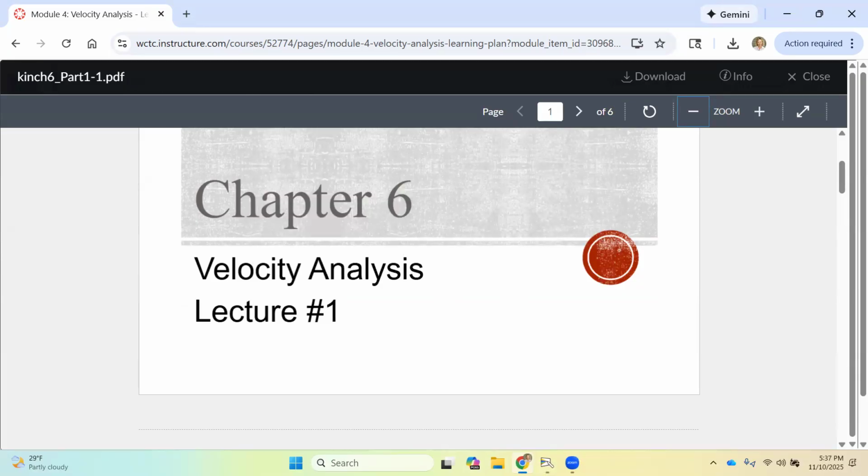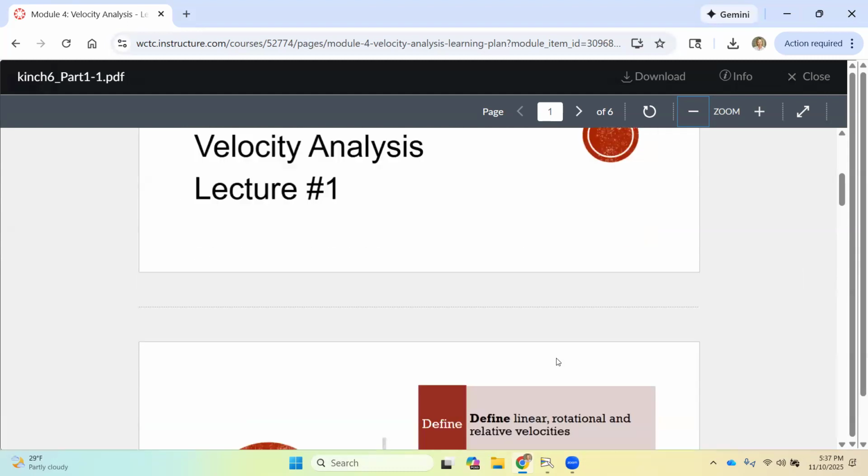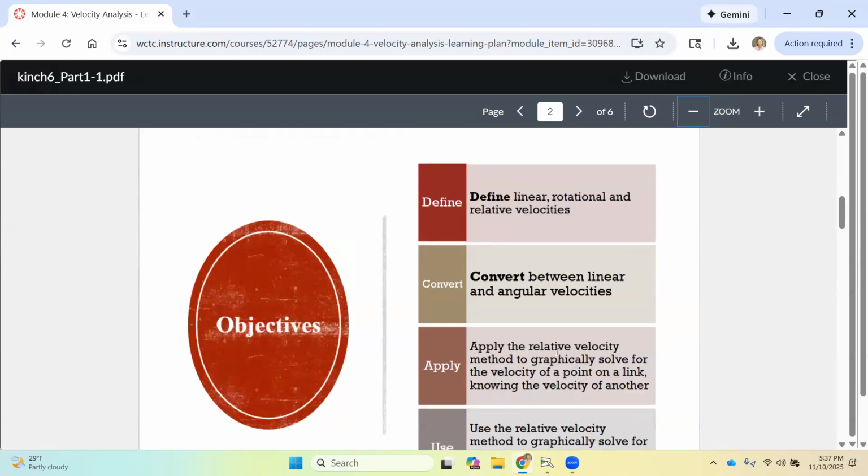Okay. All right, velocity analysis, Chapter 6. So here in Chapter 6, we're going to be doing a number of things, but obviously it's going to focus on velocity. What really works out nice is that we're really just relearning that velocity is a vector. And really the reason that we did the vector work that we did in the previous module was to now apply it here in our Chapter 6, Module 4.